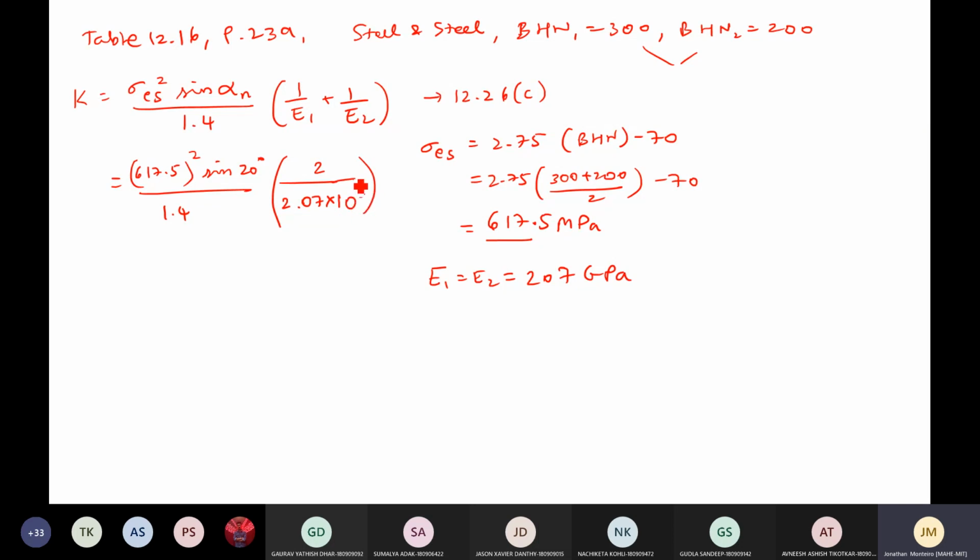Raised to 5. I'm maintaining both numerator and denominator in megapascals, so this will hold good. So this one can be written as 2.07 into 10 raised to 5 megapascals. So it should give you around 0.9, yes, 0.89 or something. Anyway, no problem, 0.9 we will take.